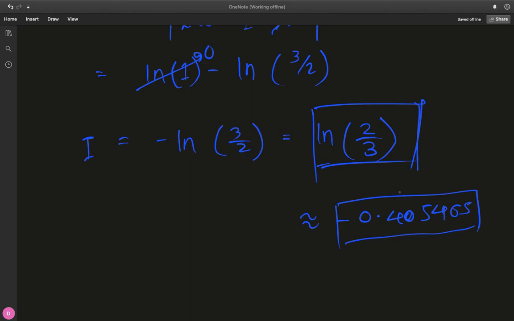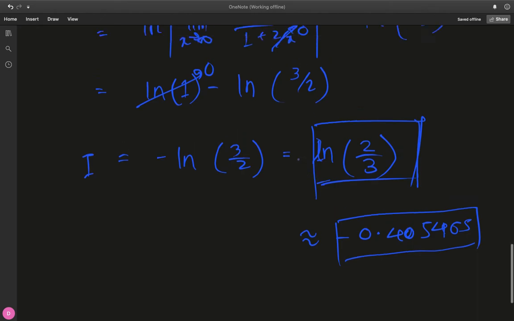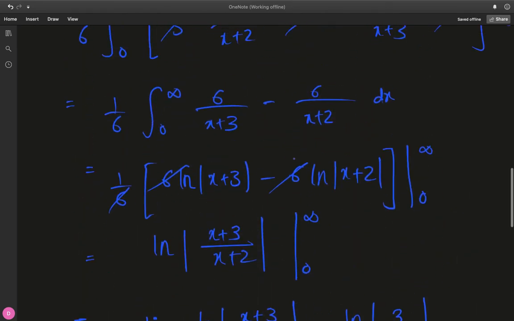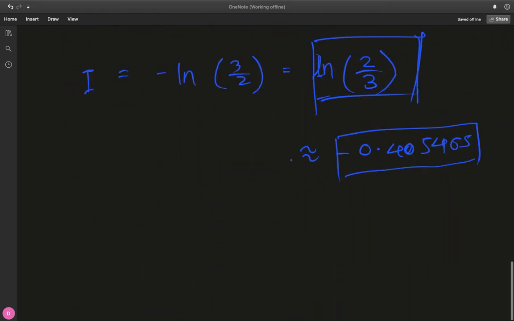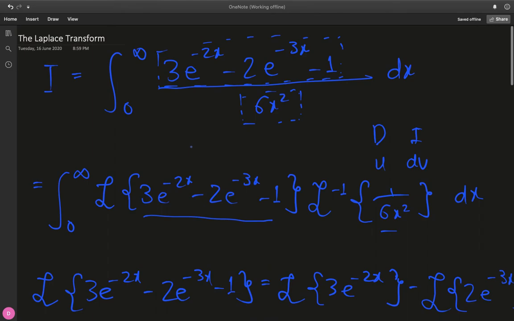So it's a pretty nice result. We got a natural log, not any pi or some other weird stuff. Okay, so this is basically the power of the new Laplace transform property that we learned. I hope you really liked it and you learned something about it.